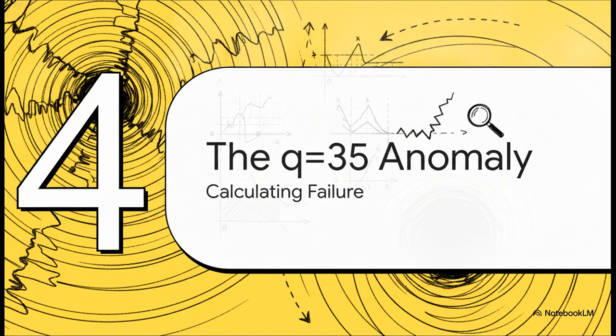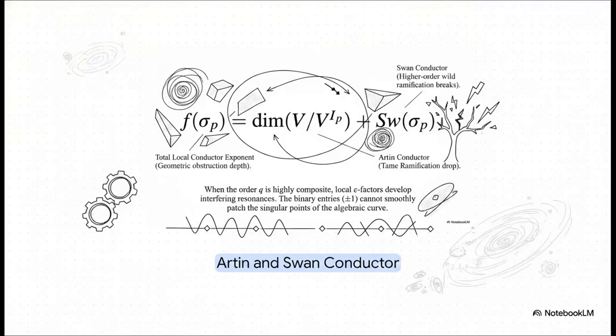Okay, part 4, calculating the Q equals 35 anomaly. The Williamson design works beautifully until we hit a very specific historic point of failure at the integer 35. Let's be mathematical detectives and use this formula to calculate exactly why it breaks.